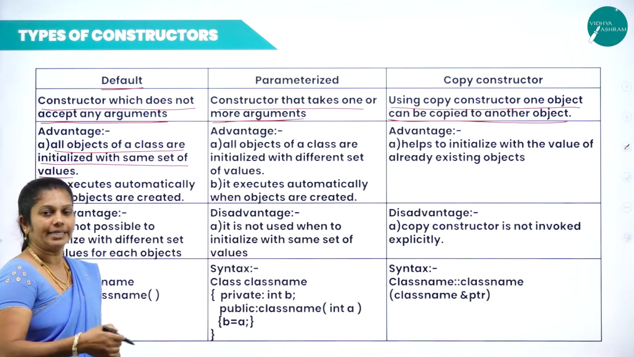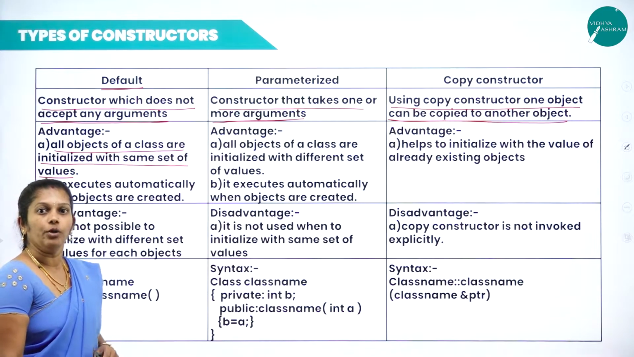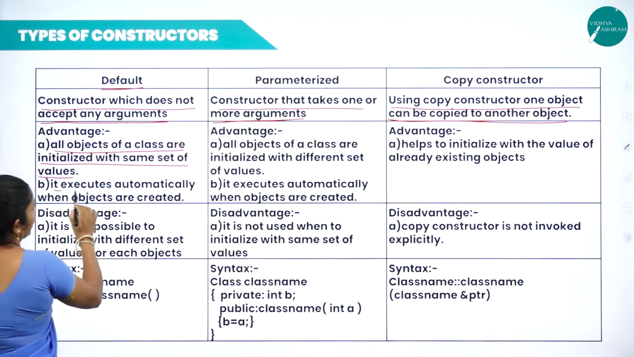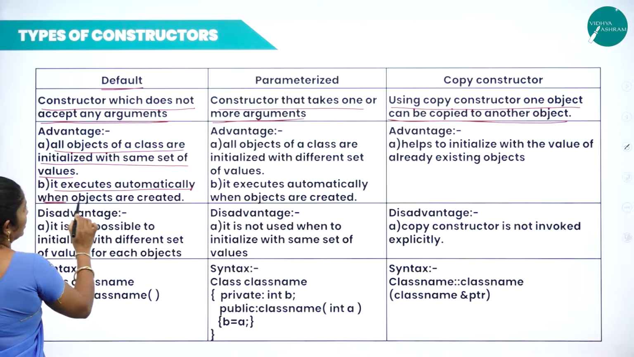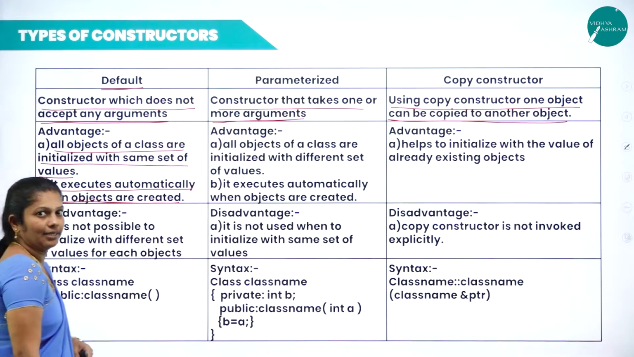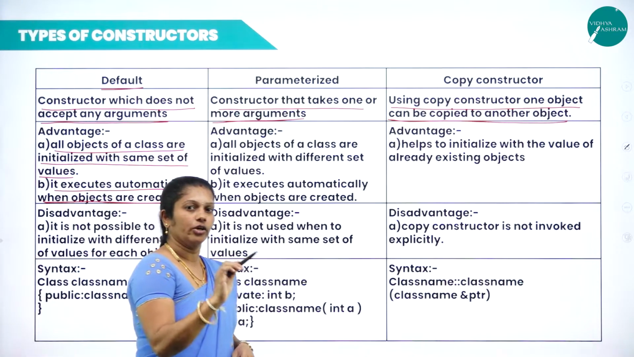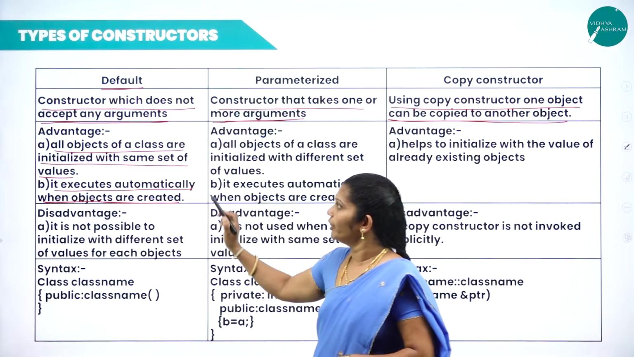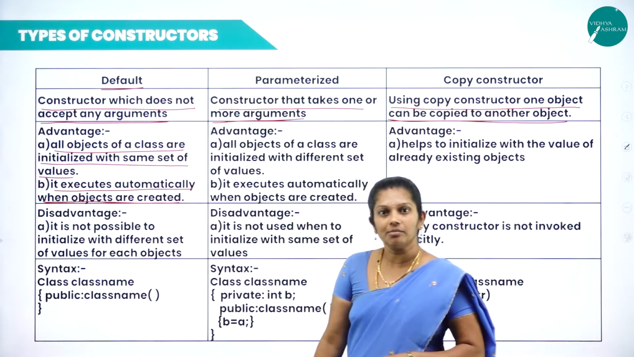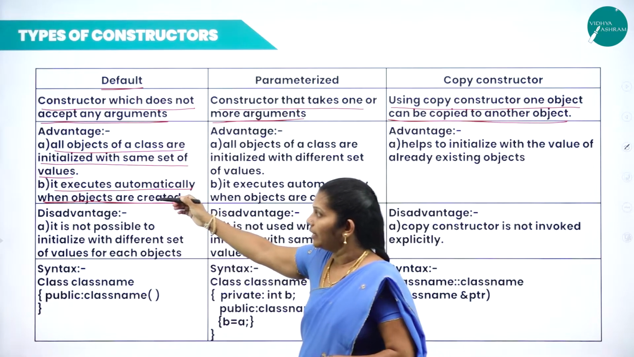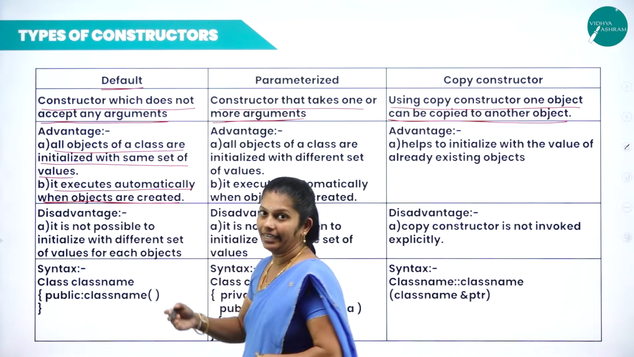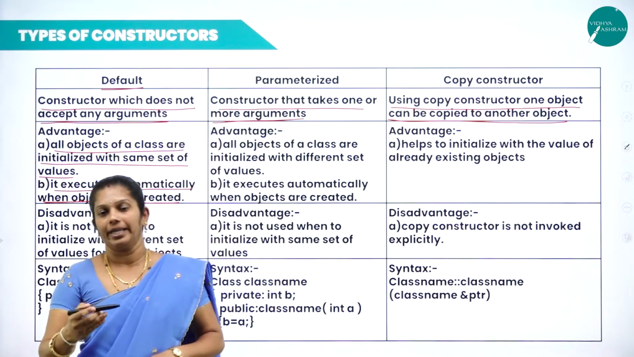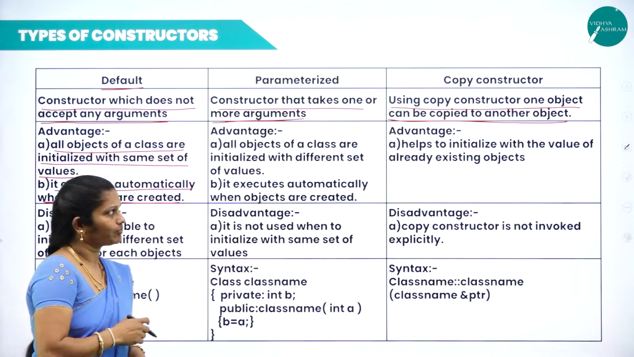And this one automatically executes when we want to create an object of a class. It executes automatically when objects are created here. First thing, it does not contain any arguments. Here when they come to advantages, all the objects are initialized by same set of values. But here, it will automatically execute when we are going to create an object of a class.